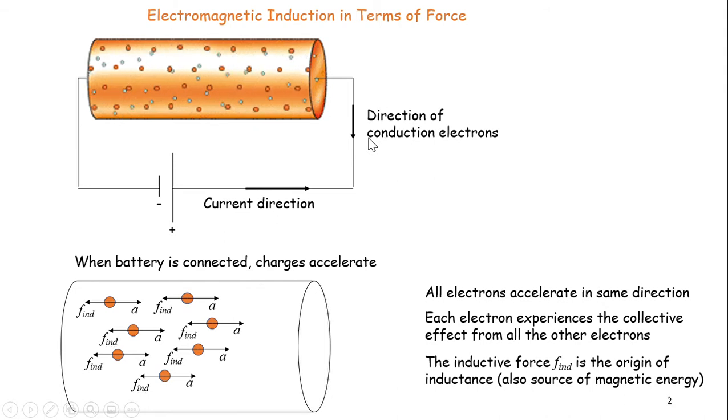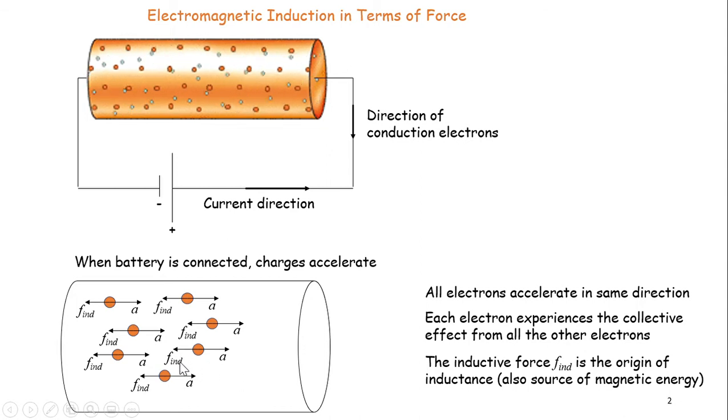This is the basic electromagnetic induction. We connect a conductor to a battery and then the electrons are accelerated, and during acceleration they experience an opposing force. And this force we call the inductive force. It is due to the acceleration of all the other electrons.